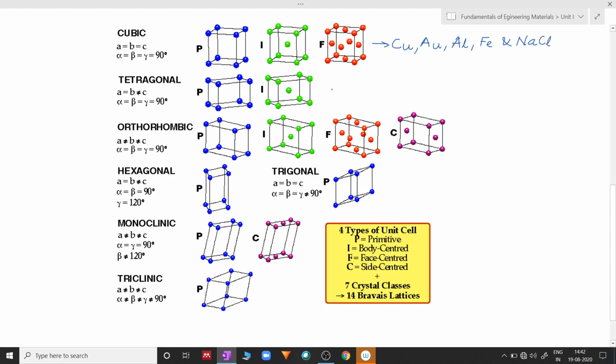And the example for the second crystal system, that is tetragonal, the examples are TiO2 and beta phase tin, and the materials that have orthorhombic crystal systems are, I will write here, gallium and alpha phase sulfur.